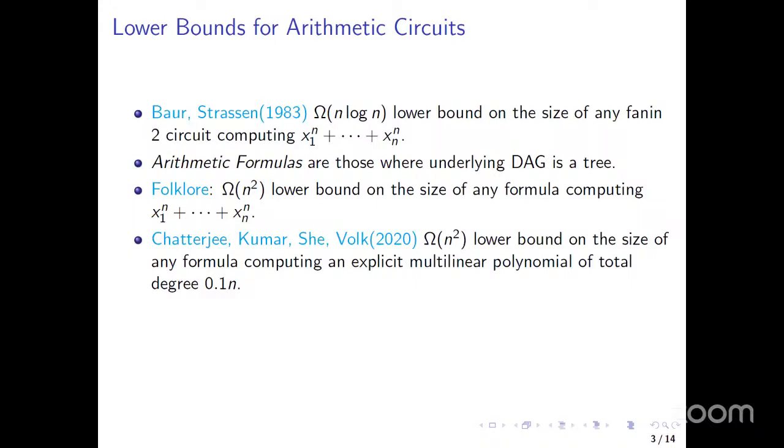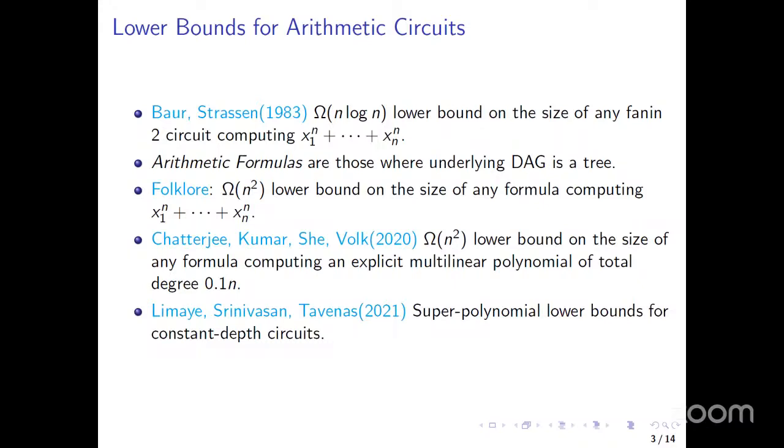That's what Chatterjee, Kumar, She and Volk showed. They constructed an explicit multilinear polynomial whose total degree is very small, 0.1n, and they were able to show a quadratic lower bound on the size of any formula computing this polynomial. So the individual degree has gone down. It's a multilinear polynomial, meaning the individual degree is 1, and the lower bound is still quadratic.